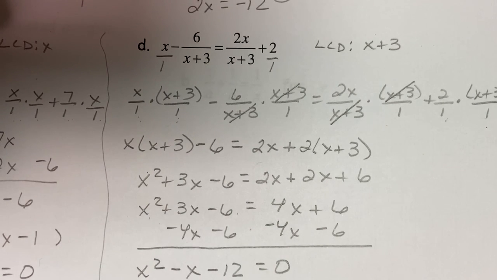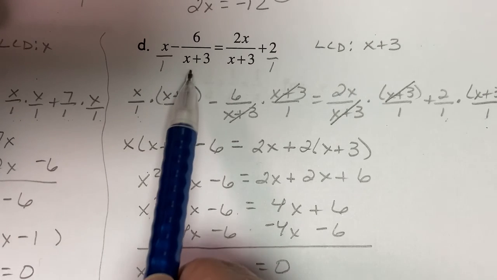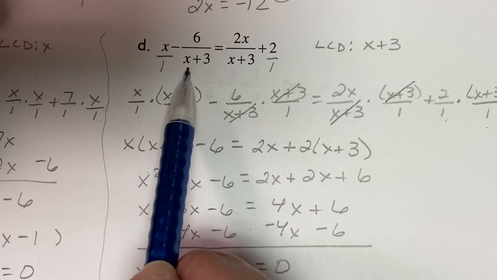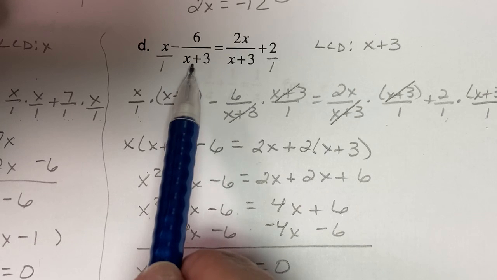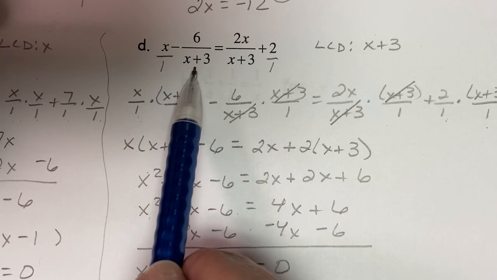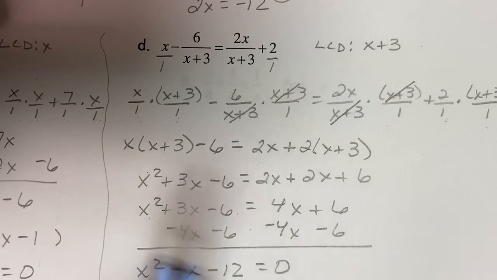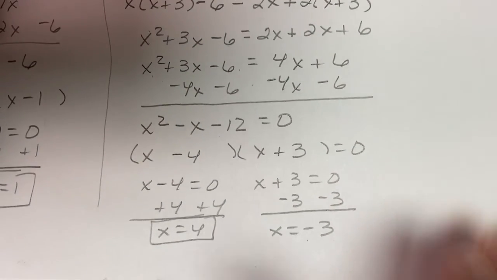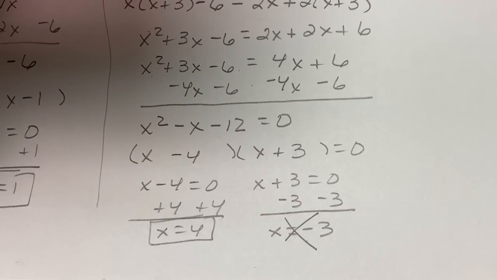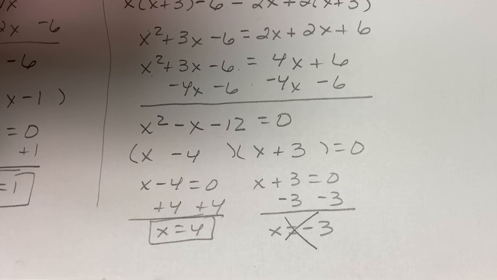So one of my solutions that I got down below was negative 3. Do you see that if I were to plug in a negative 3 to this denominator, that would give me a 0? And since you can't divide by 0, we're going to take that solution and toss it. So you really only get one solution for this equation, and that solution is a positive 4.